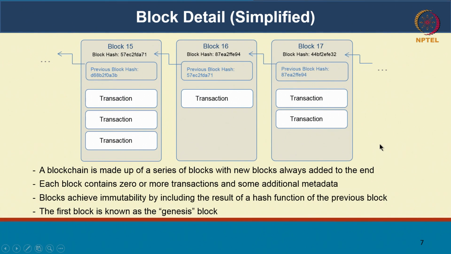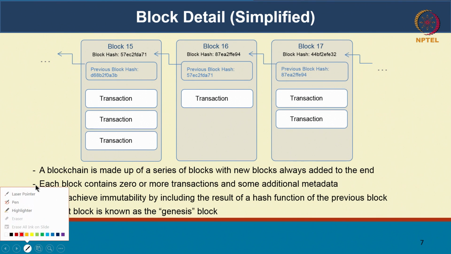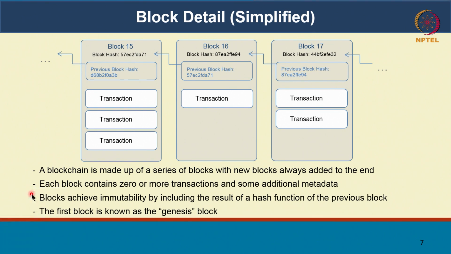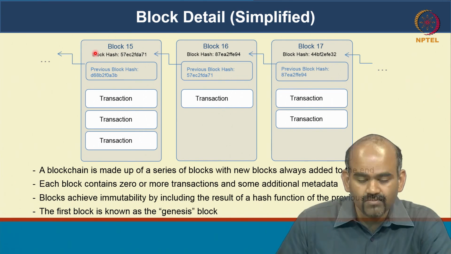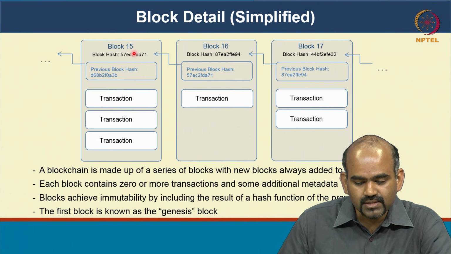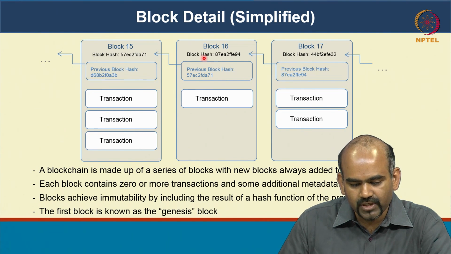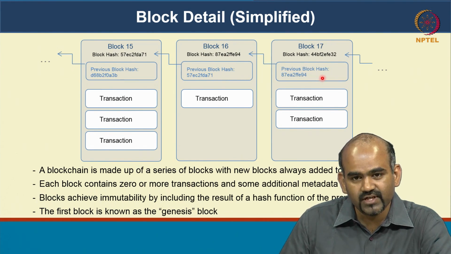So this shows the block itself in a very simplified format. What are some of the aspects that you are going to store in the block? Like I mentioned, every block has a hash, and this hash is getting chained together. So block 15 has a particular hash, and that hash is getting stored in block 16. Likewise, block 16 has a particular hash, and that hash is in block 17, and so on. So that is the hash chain itself.